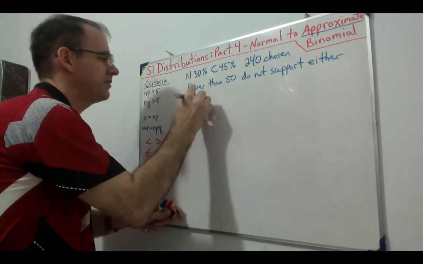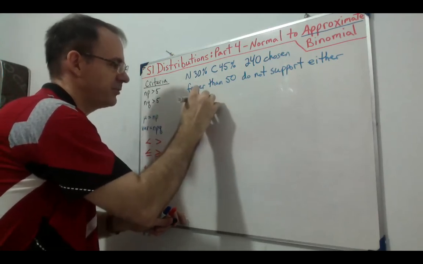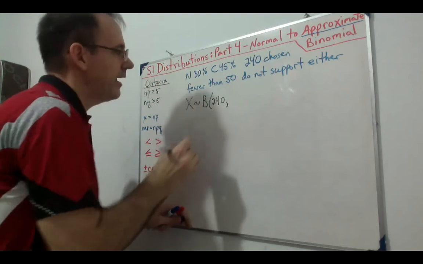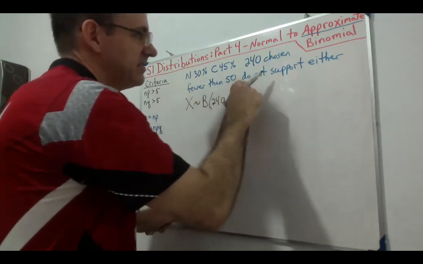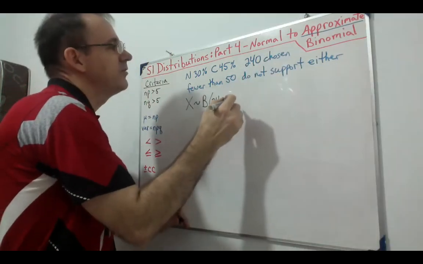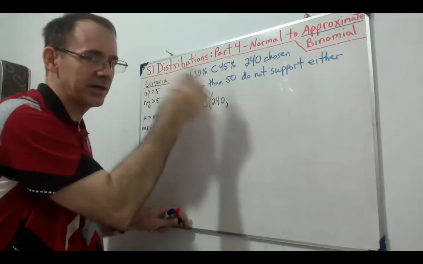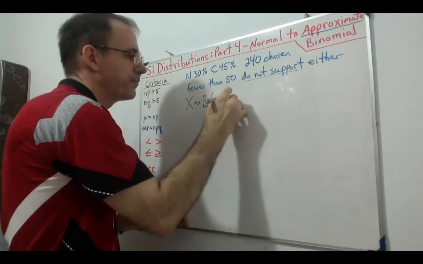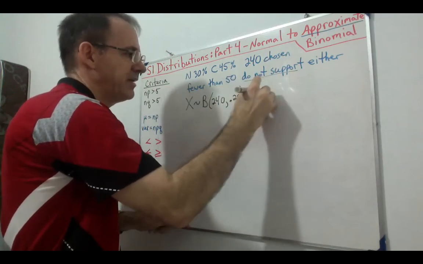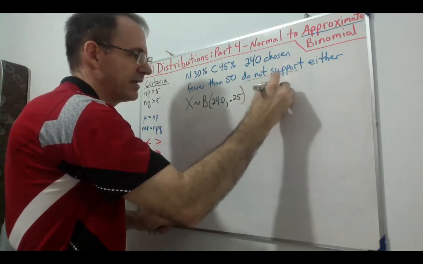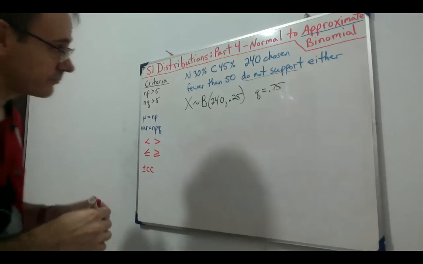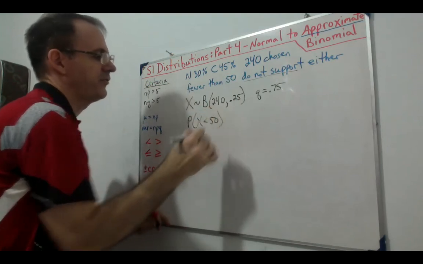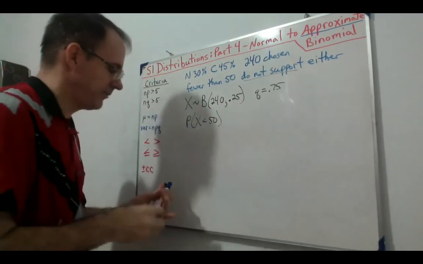Our random variable is distributed binomially with 240 trials. And our probability of success is do not support either one. So if 75% support at least one, then do not support would be 25%, or 0.25, which means our Q, our failure, is 0.75 because they actually support someone. And our probability statement is our random variable is less than 50.